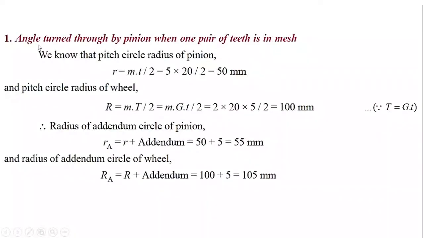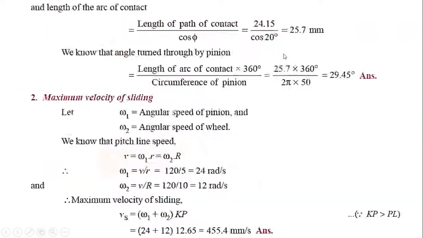What is the first form? Angle turned through by the pinion when one pair of the teeth is in mesh. This is the formula for finding the angle turned through by pinion. What is the formula? Length of arc of contact divided by circumference of the pinion, times 360 degrees. For this, we have to find the circumference of the pinion.